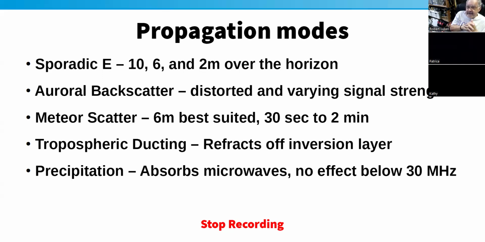You can have the same type of thing with auroras. So off of the northern or southern aurora, you can get backscatter, which is the same kind of thing. You're getting waves that are being reflected off of ionized particles. In the case of the auroras, it's a very distorted, varying signal because they're not at all steady. If you've ever seen pictures of them, they kind of dance around.